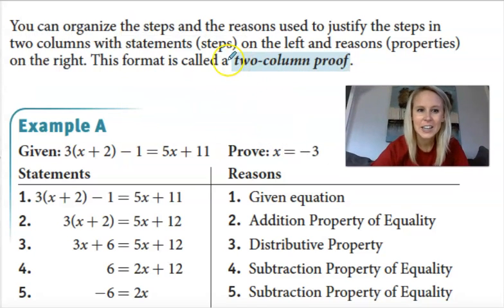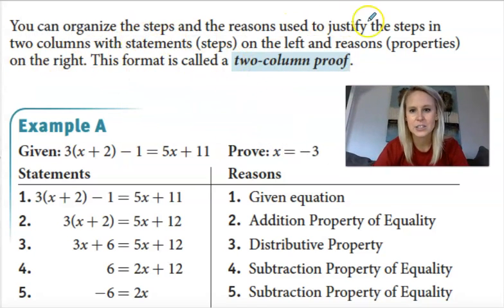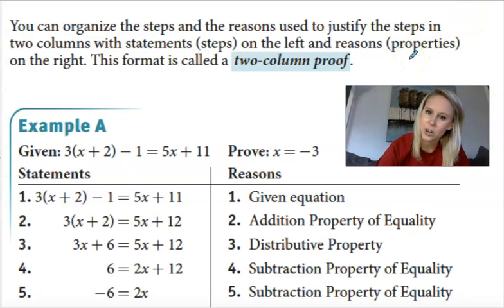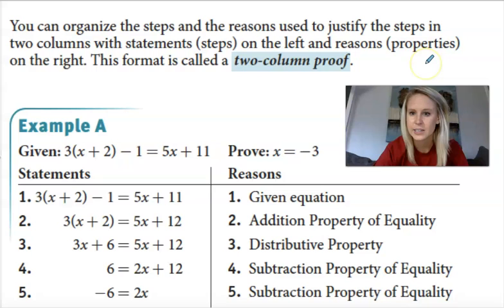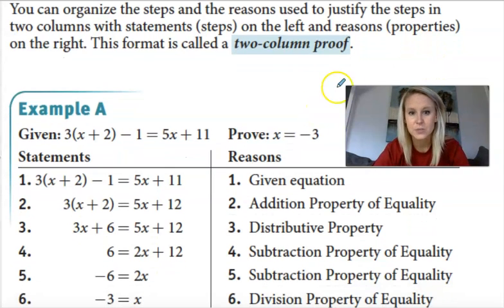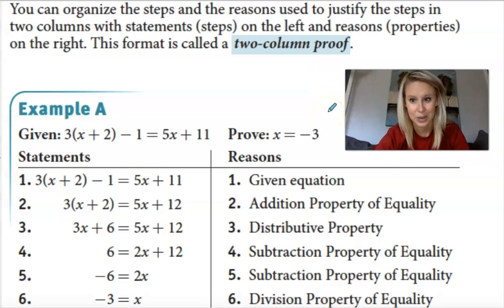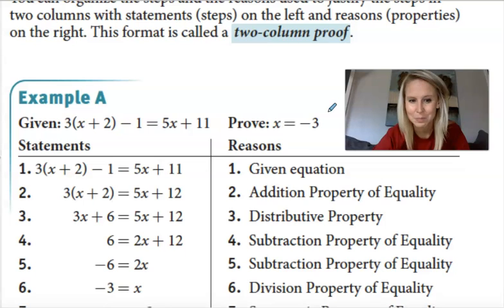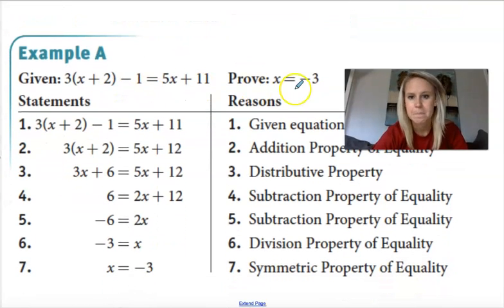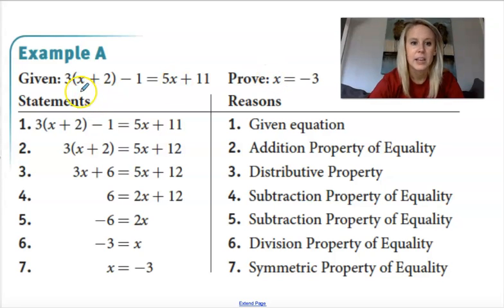You can organize the steps and the reasons used to justify the steps in 2 columns with statements, called steps, on the left and reasons, properties, on the right. So this format is called a 2-column proof, and we will use this a ton in geometry, and you're gonna hate it, but we're gonna get through it. So here's example A. Given this equation, it wants you to prove that x is gonna be -3.